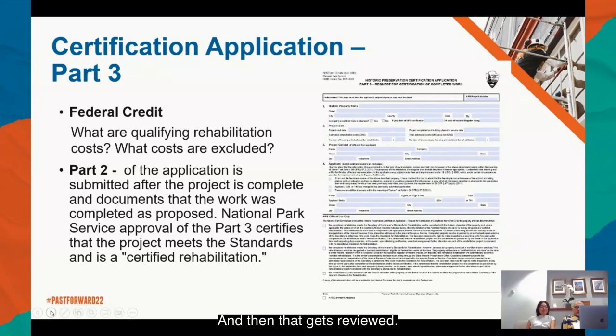And then that gets reviewed. The SHPO will look at it and say, yep, they did what they said they were going to do. We liked it before, we like it now. The Park Service will look at it the same way, and then they will certify that the work that was done meets the standards and the qualifying expenditures can be used to claim the tax credit.